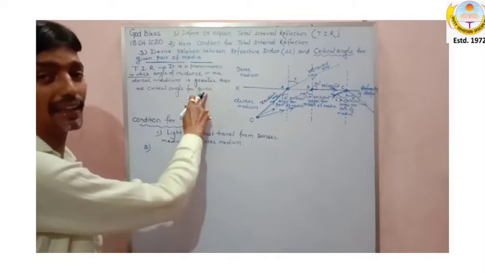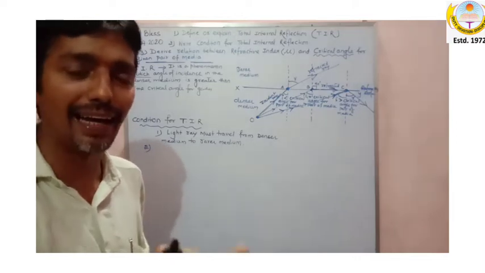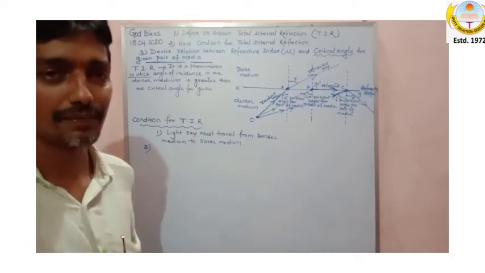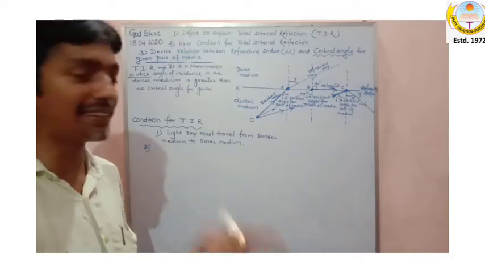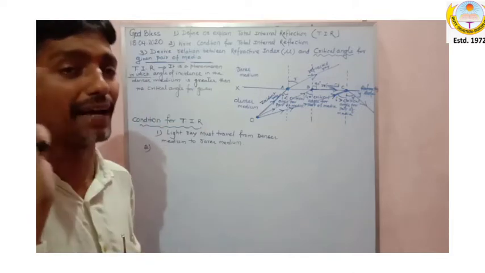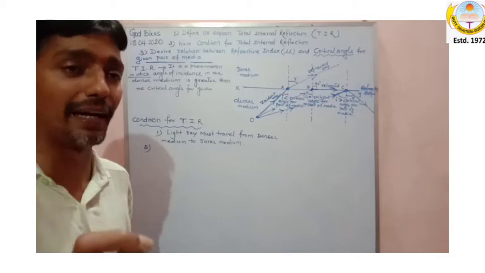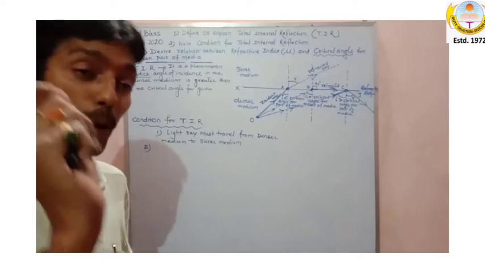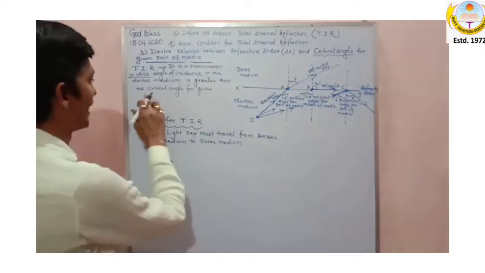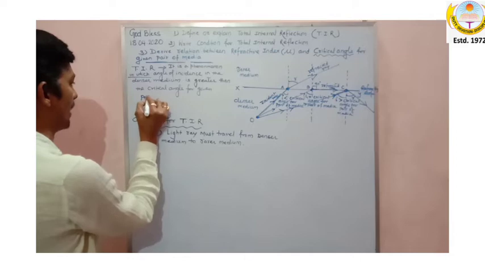for a given pair of media. Why did I write "given"? Because question-wise the pair of media can differ, and as the pair of media changes, the critical angle will change. So in that case, the angle of incidence should be greater, my dear, every time in the denser medium than the critical angle. It should be greater than what? Than the critical angle for the given pair of media.